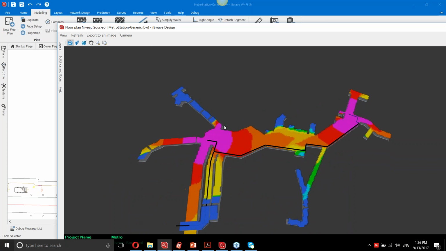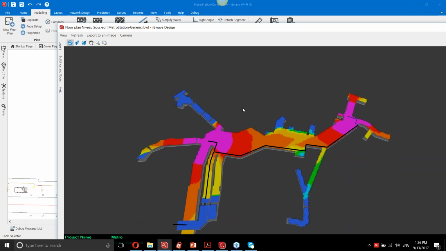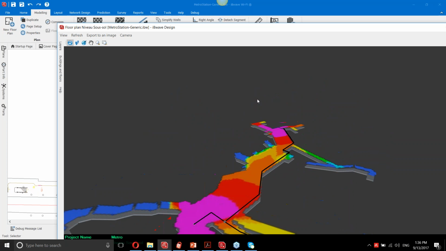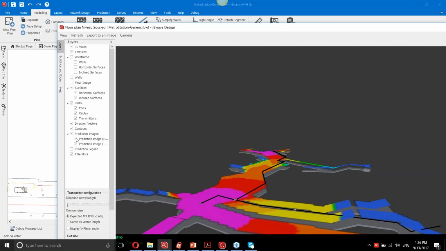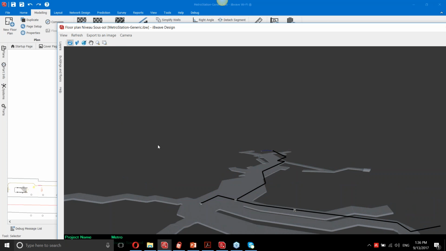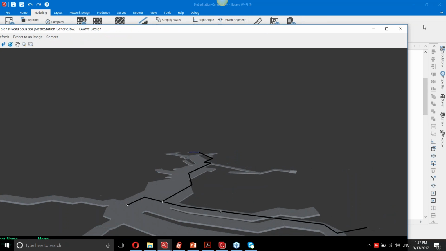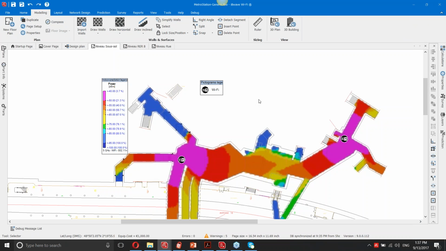So again, this is AP, and this is the inclined surface, the escalators. And when you go in and remove the layers, prediction images, you will see that this is indeed the inclined surface. So the escalator goes up and then flat, up and flat, up and flat. So you see that there is a 20 dB difference that you make if you take the lazy approach.